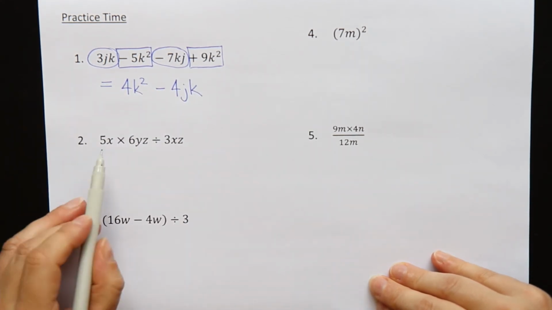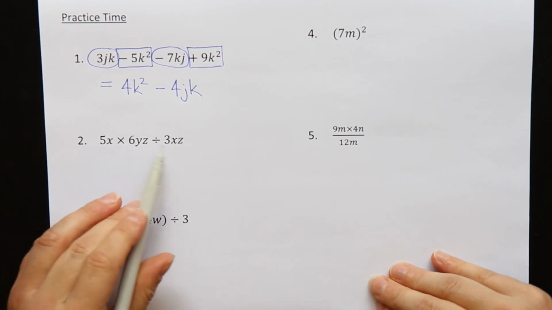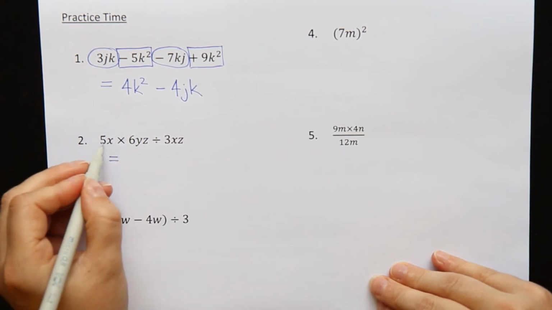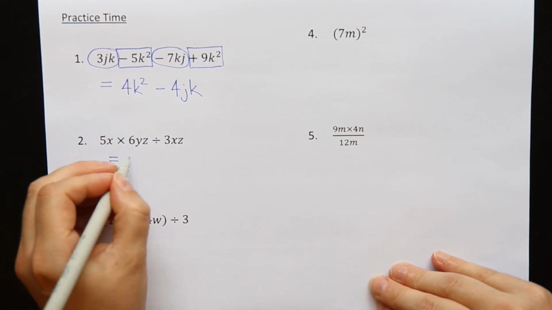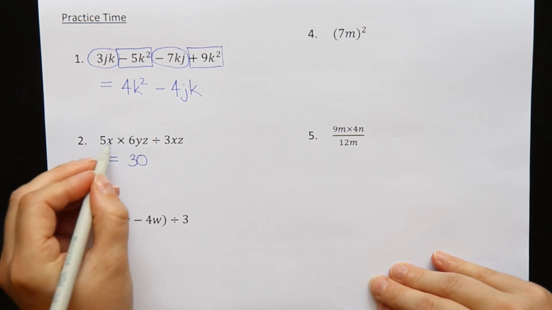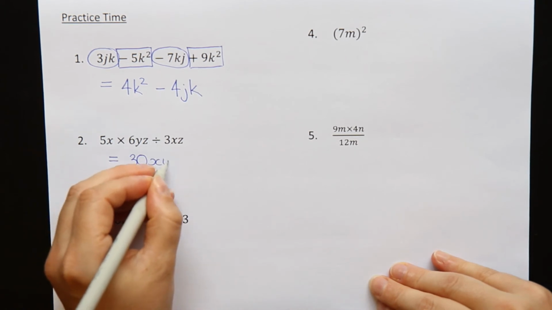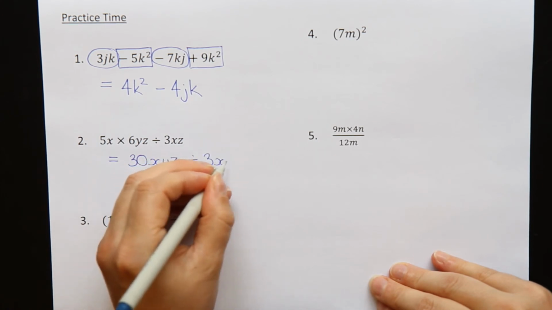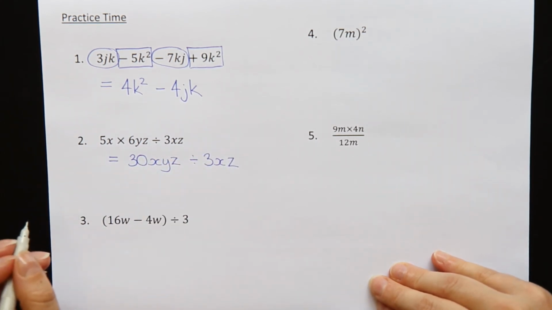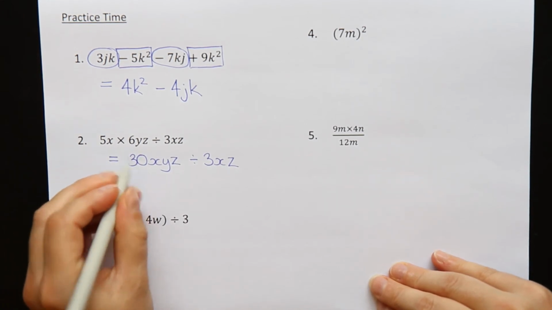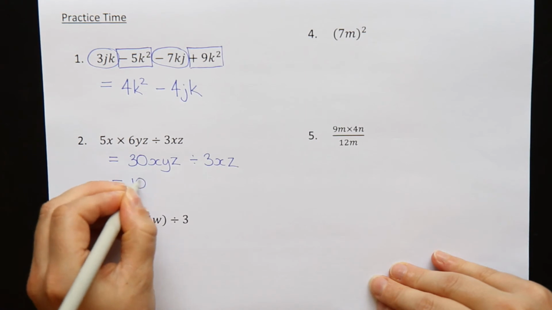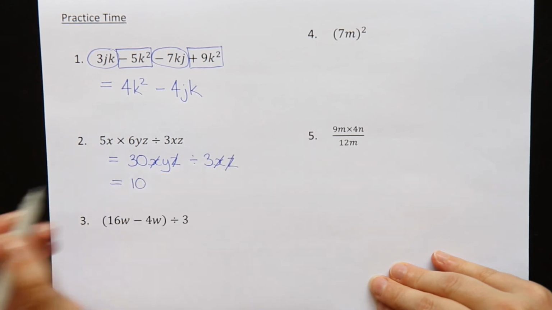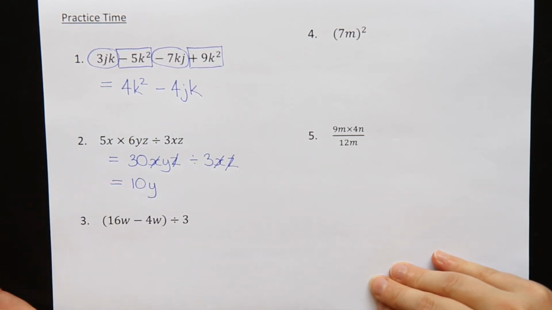Alright, let's do question 2. 5x times 6yz divided by 3xz. Let's break this into steps. Let's do the timesing first. 5 times 6 is 30. And we've got an x, a y, and a z, so we write those afterwards. Okay, then we need to divide that by 3xz. So 30 divided by 3 is 10. The x divided by x will cancel off. z divided by z will cancel that off. So y is all that's left.